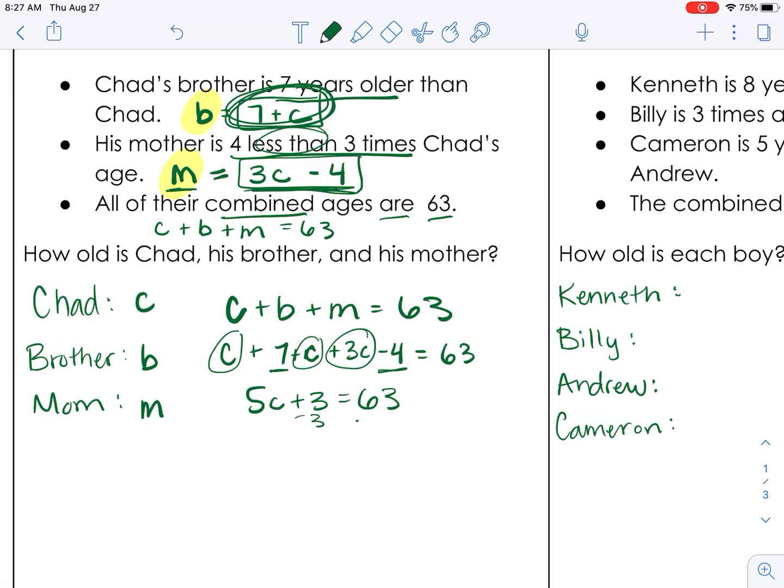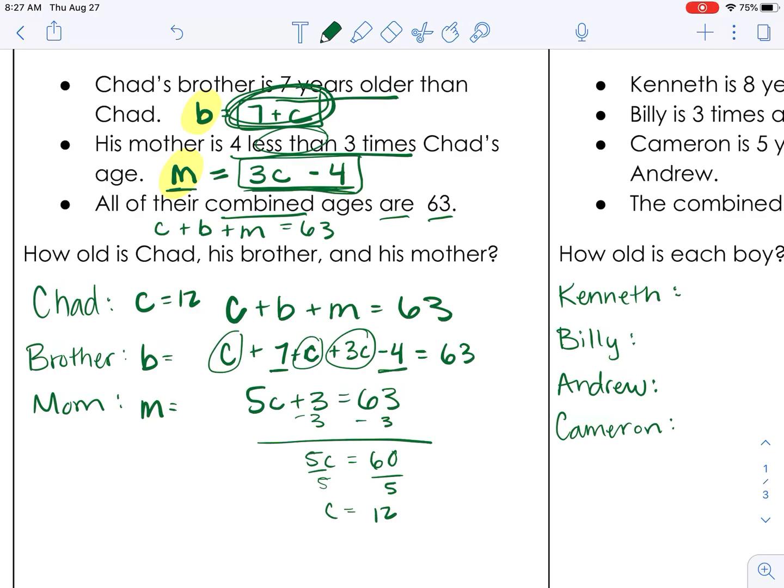And from there, we're just solving a two-step equation. So 5C equals 60. And then we're going to divide on both sides. And we learn that Chad is 12 years old. Okay, but we're not done. We've got to figure out brother and mom's age. So we're going to go plug back in.